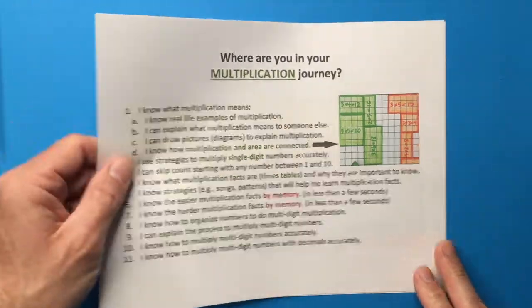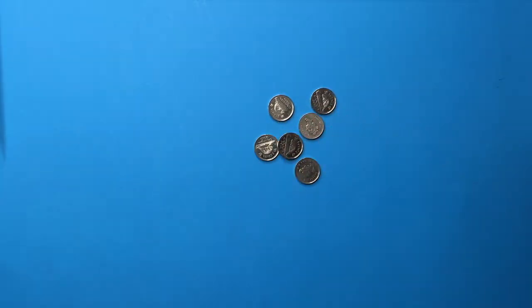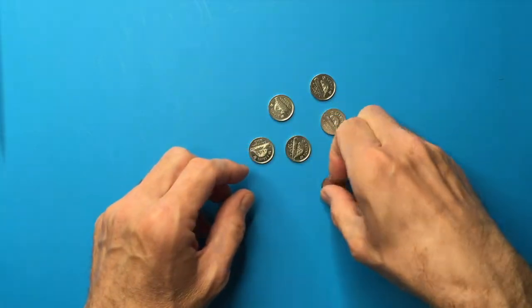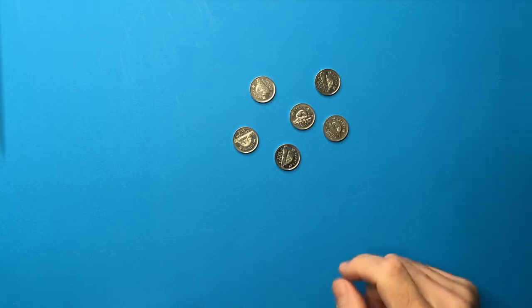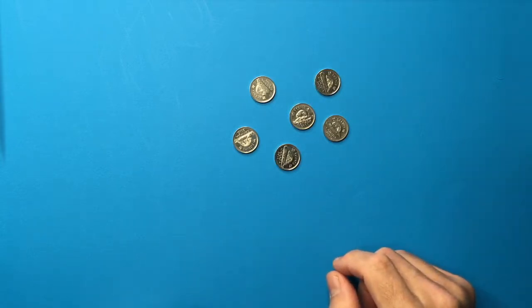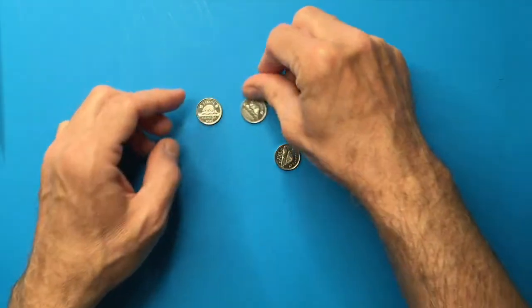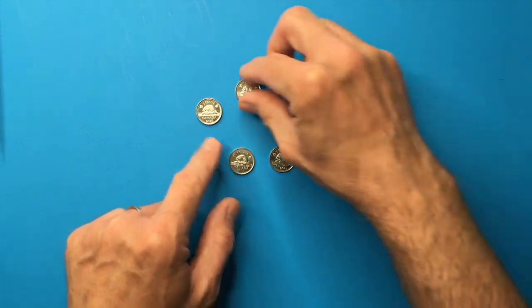So let's say you're trying to think of a real life example of multiplication. Maybe you put your hand in your pocket and you pulled out some change. And it happens to be all nickels. So you've got this many nickels in your pocket. Now this is a real life example of multiplication. Because you might say, wait a minute, each of these nickels is worth 5 cents. How much money do I have?